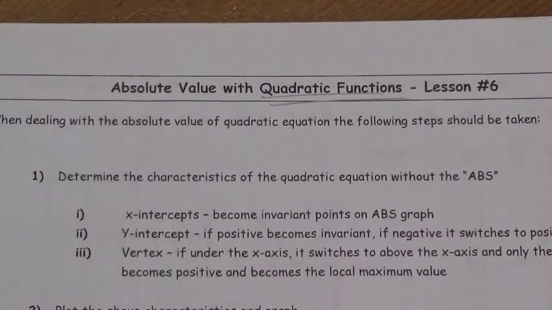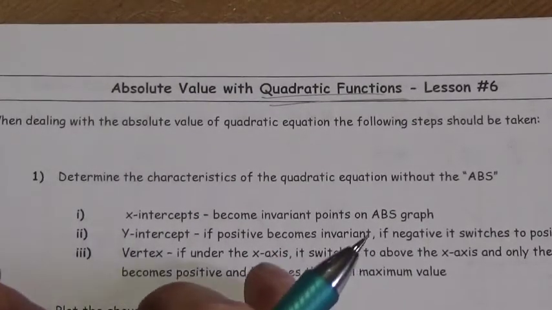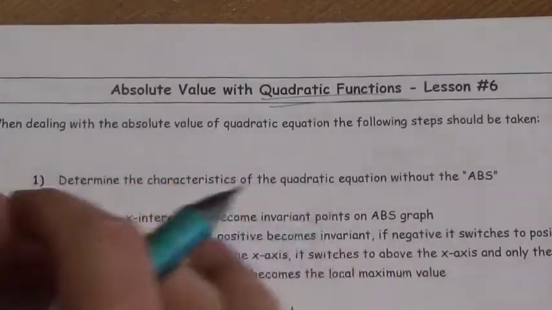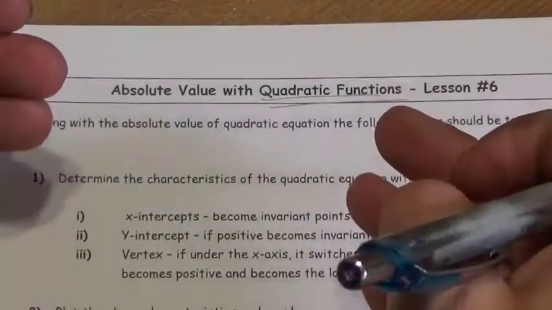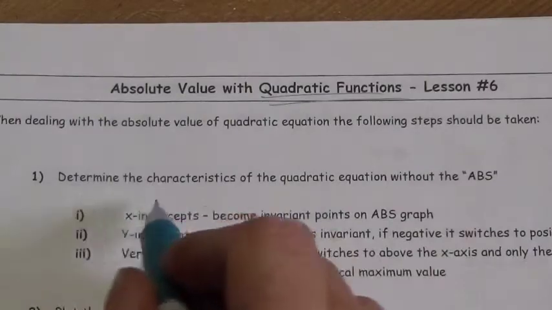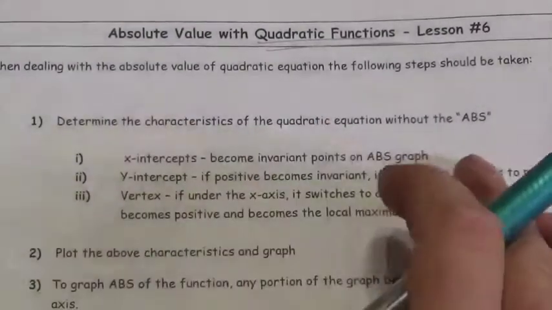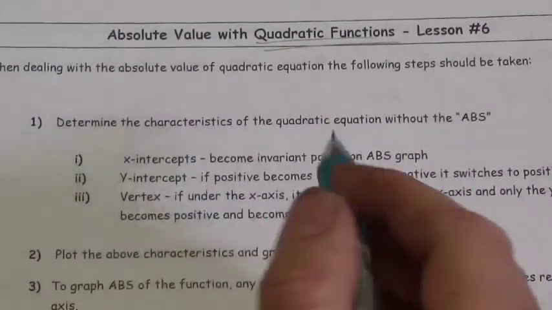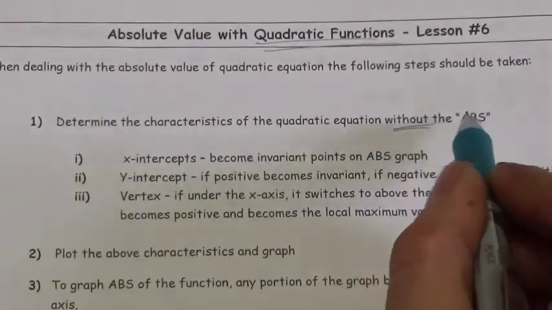The way you do this is very similar to the way we were finishing off the previous lesson. When you take the absolute value of the quadratic, essentially any part of the quadratic that dips into quadrants 3 and 4 gets reflected back up into quadrants 1 and 2. So first of all, this sets it up really nicely, determine the characteristics of the quadratic function without the absolute value.